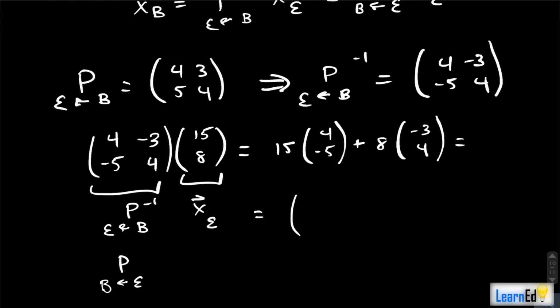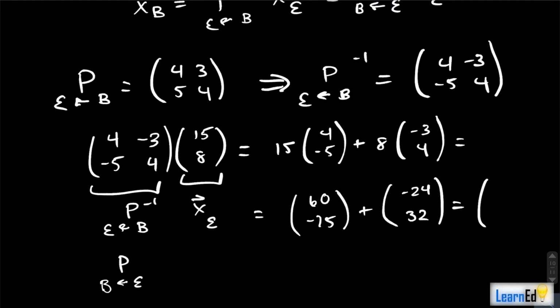Well, first off, this will be a 60, -75. And then we have plus, this becomes a -24 and a 32. And now we just got to add these things together. Okay, so we end up getting a 36 here. And right here, this is going to be a 75 minus 32 is 43. And we make that negative.